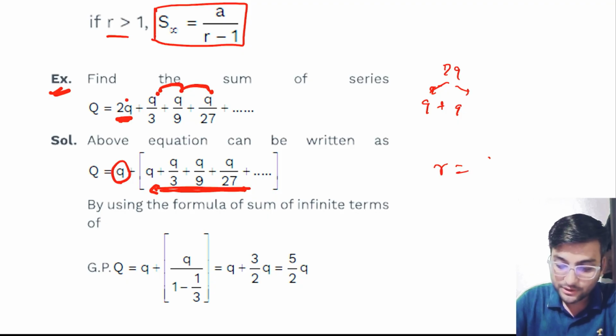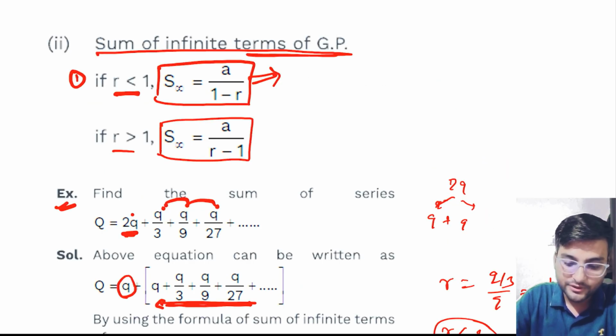Because the common ratio becomes how much? Q by 3 upon Q. So this is 1 by 3, that is, R is less than 1. That's why we are applying the first rule, not the second one. Okay, we will apply the first rule, children.